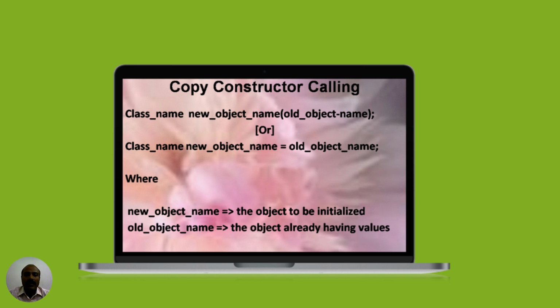The first syntax is class name, leave one space, new object name, within brackets old object name, end with semicolon. And the other syntax is class name, leave one space, new object, equal to, here we use equal to instead of parentheses, old object name. The new object name is the object to be initialized, and the old object name is the object already having values. The old object is used to initialize the new object.